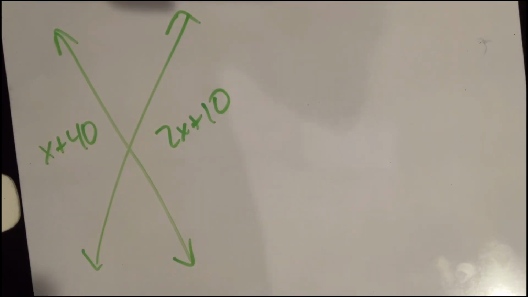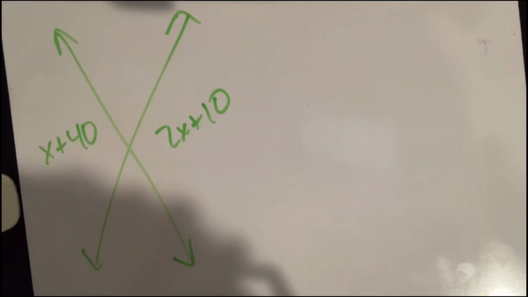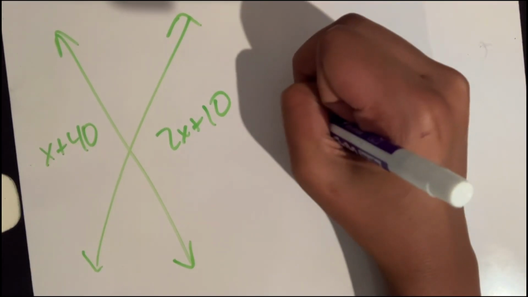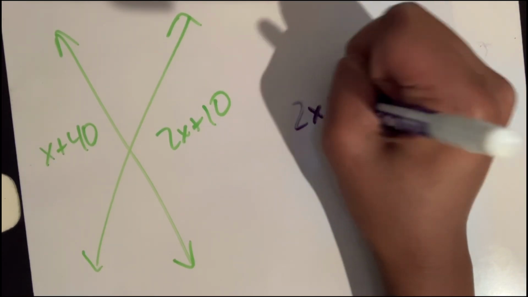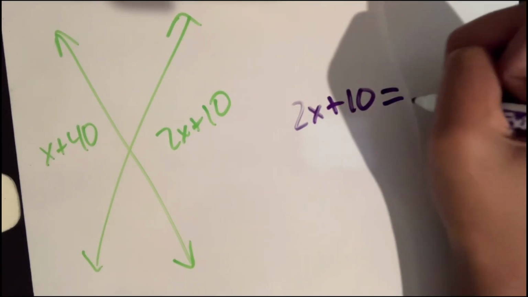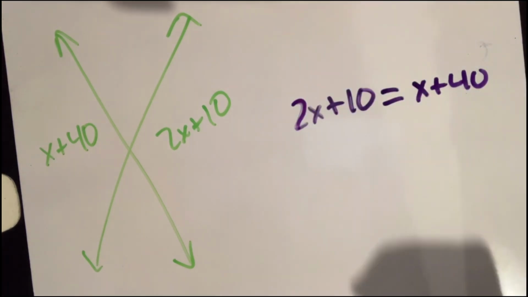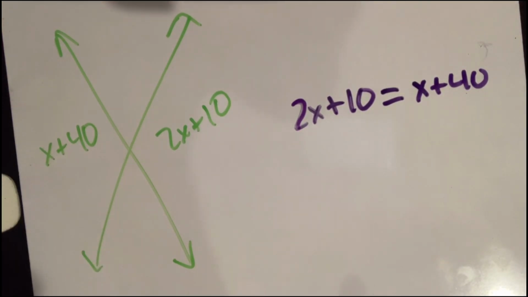Okay, as our last practice, we're going to use vertical angles. These two angles are across from each other, so we can confirm they're vertical. We know that vertical angles are equal. So for our equation, we can say 2x plus 10 equals x plus 40. Make sure not to put a plus sign in the middle and put an equal sign because they're congruent.